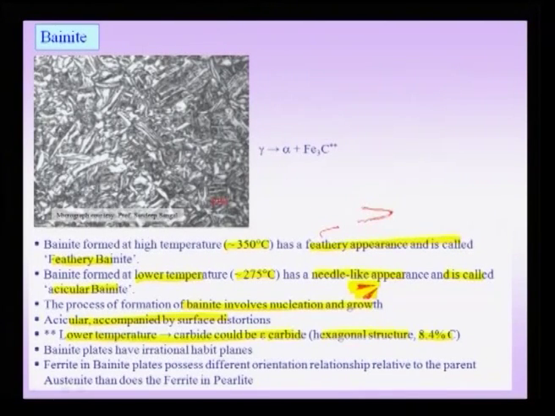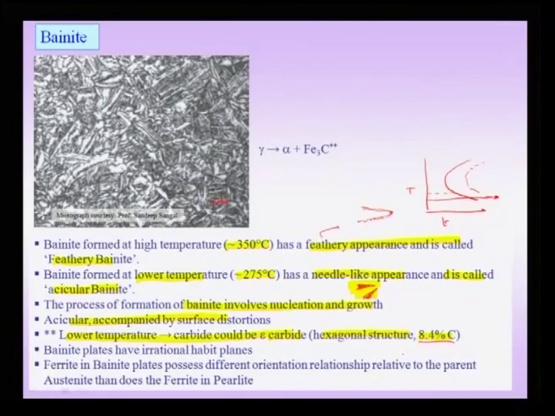So, I have my TTT diagram here for transformation alpha to Fe3C. Of course, my usual axes would be temperature and time, and suppose instead of doing it at a reasonably low temperature, I go to even lower temperatures and do my transformation, I may sometimes obtain a carbide known as the epsilon carbide, which has a hexagonal structure and which has even more carbon in it.